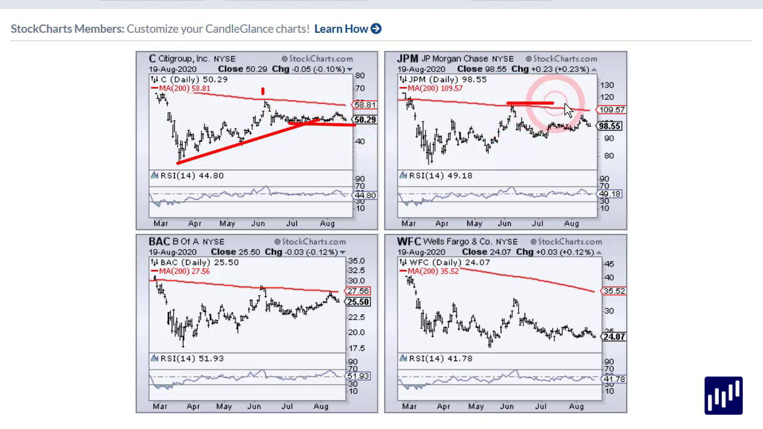There you can see there's that June high for JP Morgan. It didn't even challenge it. It didn't even get above the 200-day, so it's clearly weak. Same with Bank of America, failing at the 200-day twice, and Wells Fargo is even weaker. It looks like a bearish pennant is forming here, and a break would signal a continuation lower.